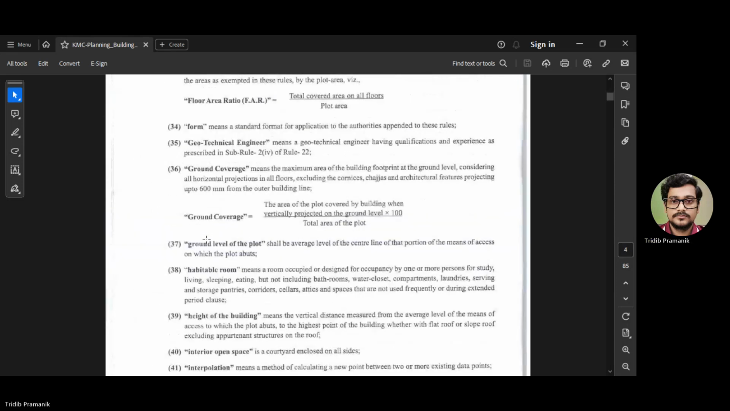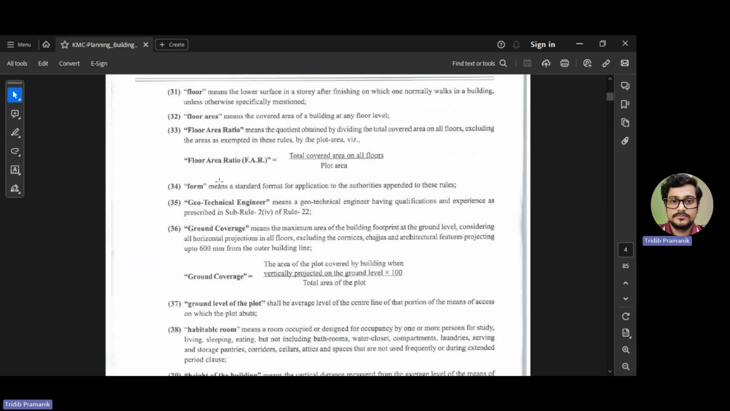And then another important thing we need to understand is floor area ratio. Floor area ratio means the total covered area in all floors divided by the plot area. Now, this will be very important for us, because when we go for the building plan, even if we have a plot of a certain size, on how much area we can really cover, or how much area we can make the building plan. In fact, how many stories we can make for a building will depend on the FAR value.